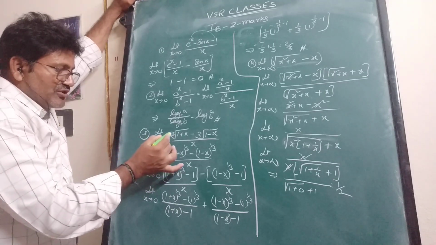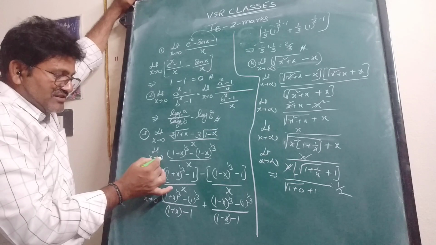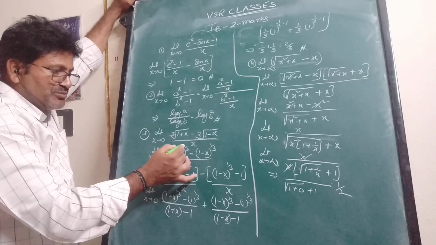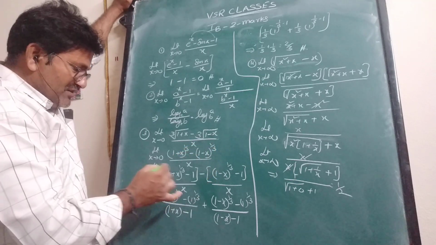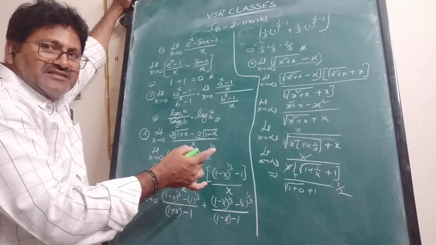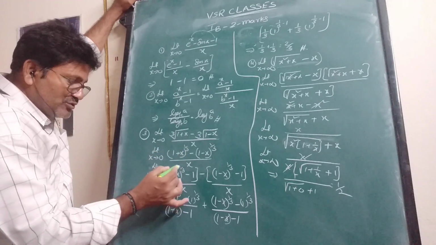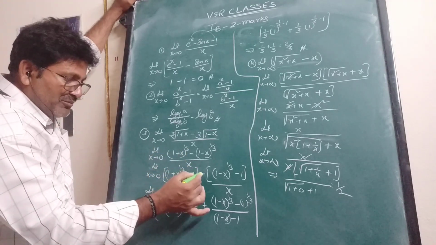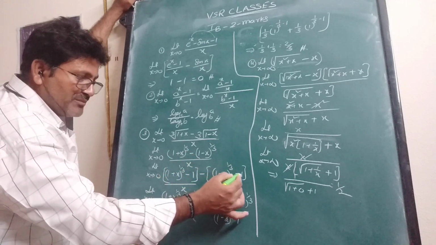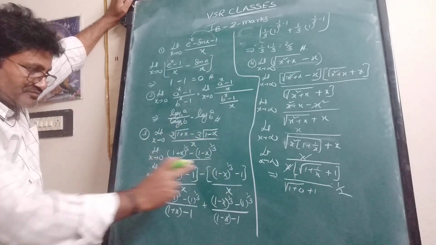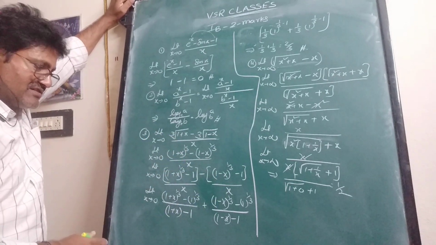Limit x tends to 0, cube root of (1 + x) minus cube root of (1 - x). I can write this as limit x tends to 0, (1 + x)^(1/3) minus (1 - x)^(1/3). So adding 1 and subtracting 1 in the numerator, to make it in the form (1 + x)^(1/3) - 1, minus, if you take minus common, ((1 - x)^(1/3) - 1). Now separating with x, if you take the LCM, once again you will get the same value.